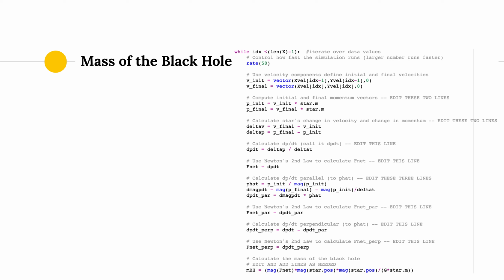This is the code to calculate the mass of the black hole. I set the initial and final momentum using the mass and the velocity. Then I calculated the change in momentum over time, which is the same as the net force, and I found the parallel and perpendicular components of the net force. With the distance between the star and the black hole, mass of the star, and the gravitational force between the star and the black hole, I calculated the mass of the black hole.